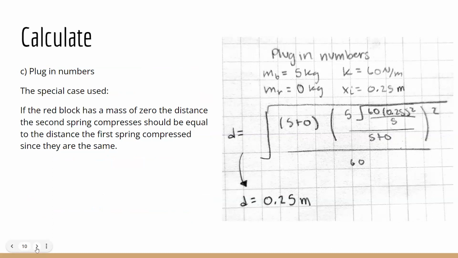So we used 5 kilograms for the mass of block B, 0 for the mass of block R, which was the red block. For K, we used 60 newtons per meter, and we said it compressed at a distance of 0.25 meters, which when solved, we do get this, that the second spring compressed an equal distance to the first spring. So D equaled Xi, which was 0.25 meters.